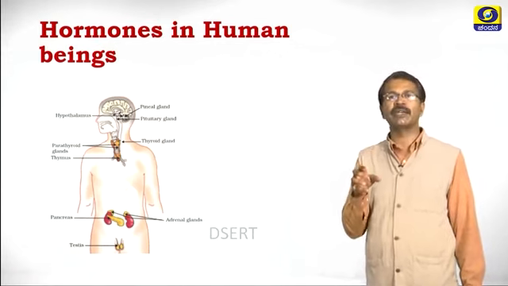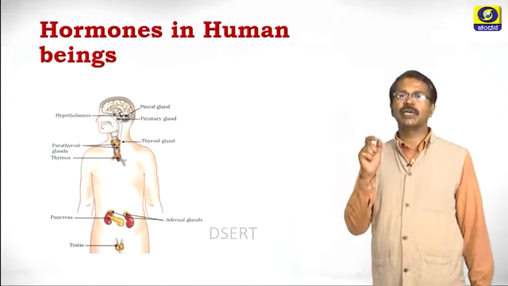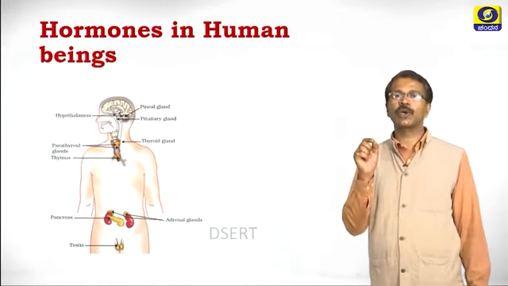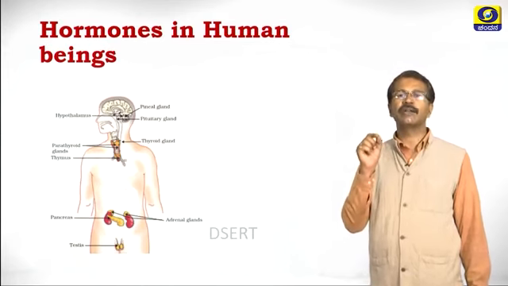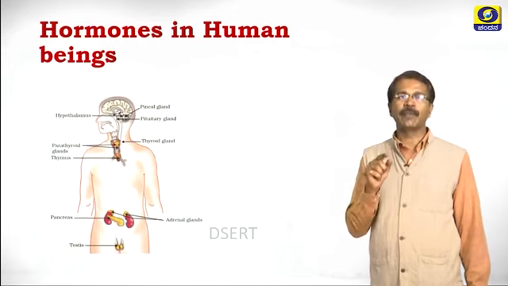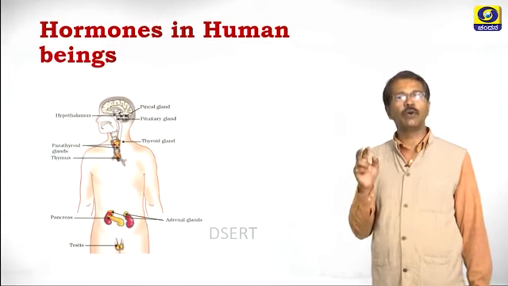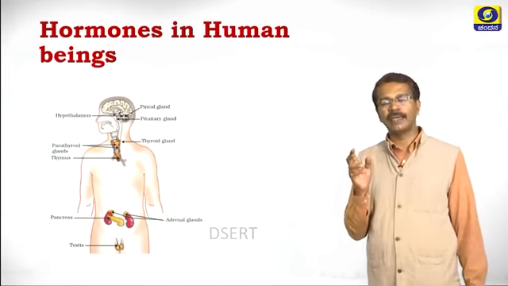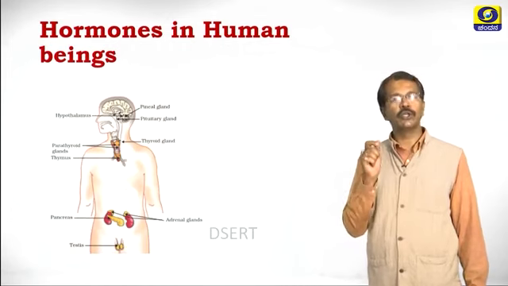That part of the pancreas we call the endocrine part. And next are the glands which are located just above the kidneys. Those are called adrenal glands. Apart from that, in case of men, you will find testes, and in case of females, you will find ovaries. These glands are specific to the gender of the human being.